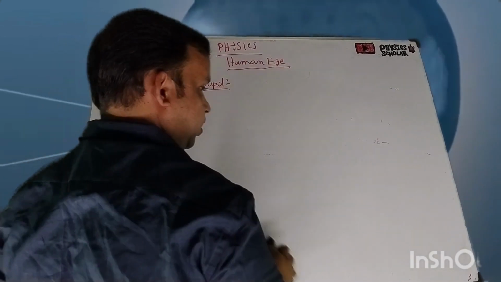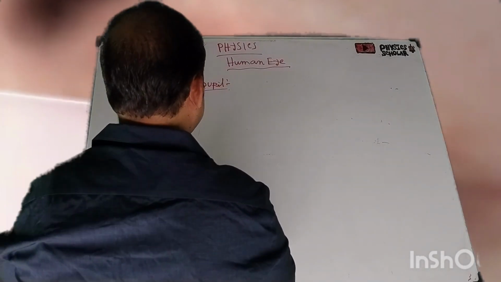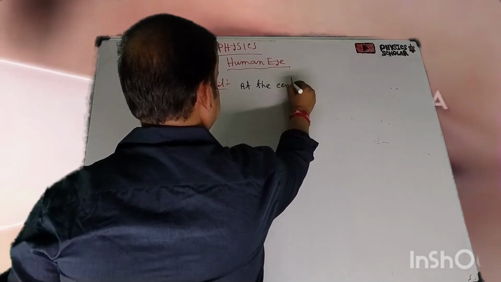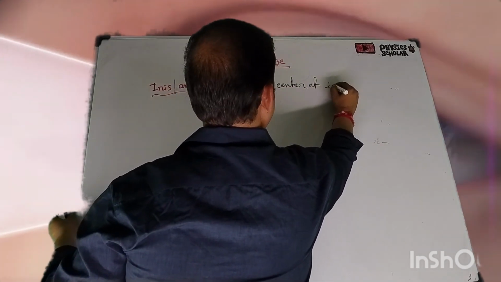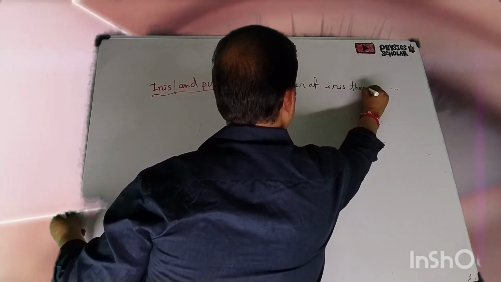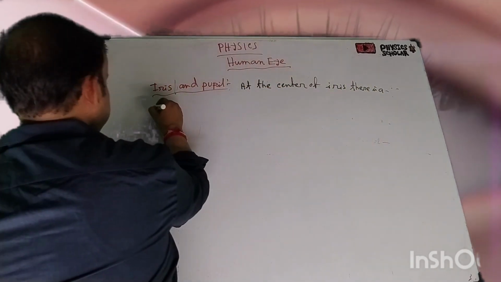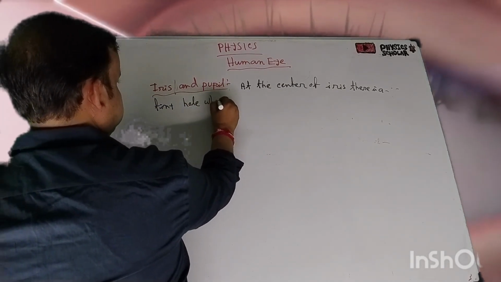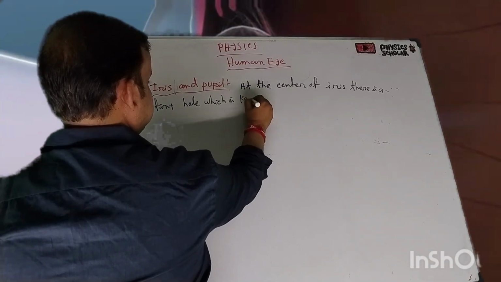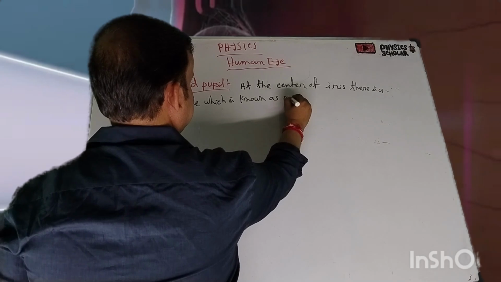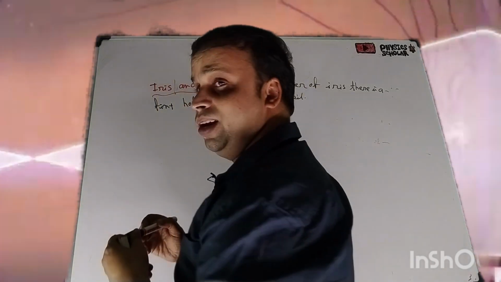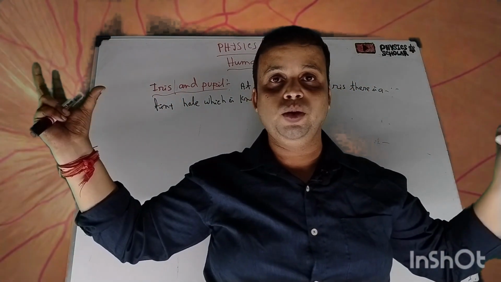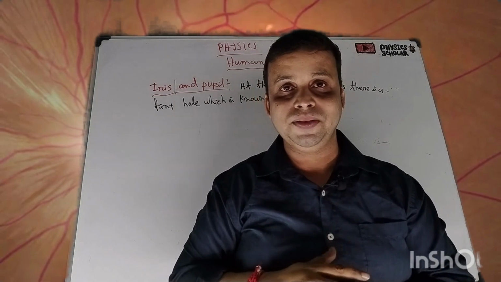Clear? So at the center of the iris there is a teeny hole which is known as the pupil.